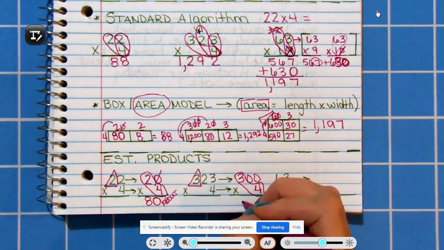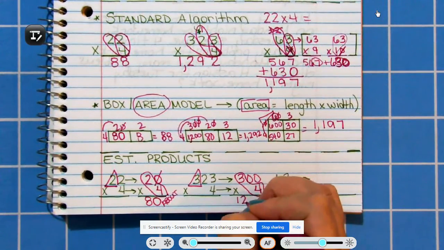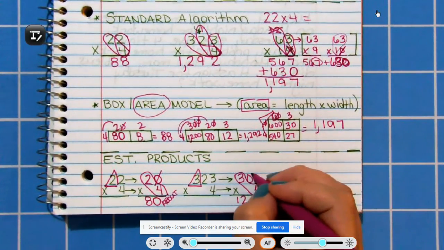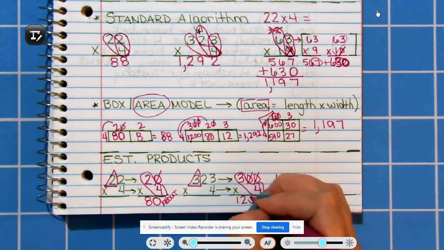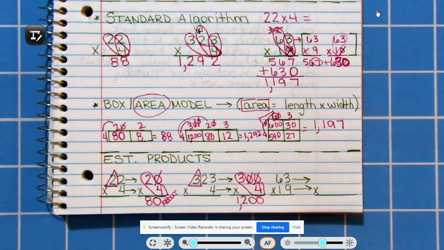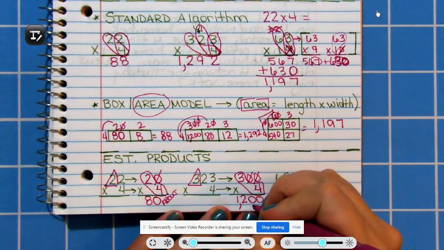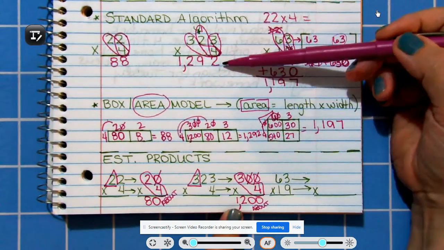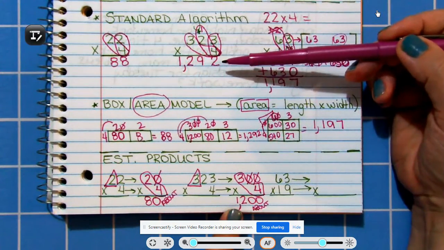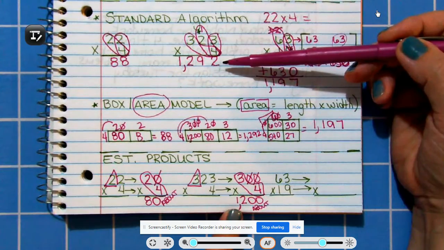4 times 3 is 12. And then let's count those zeros. It's not 4 times 3, it's 4 times 300. So we have to put those zeros on. So 323 times 4 is about 1,200. Are we close? Yes, we are pretty close.